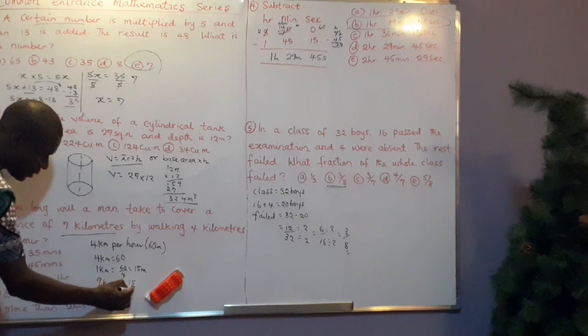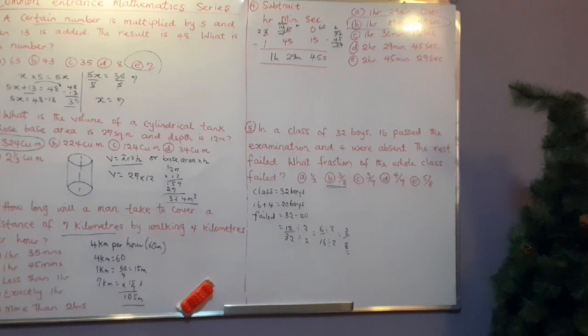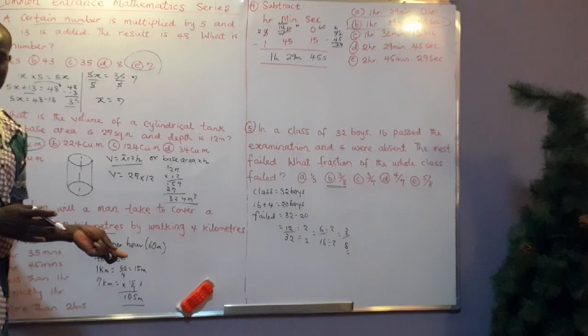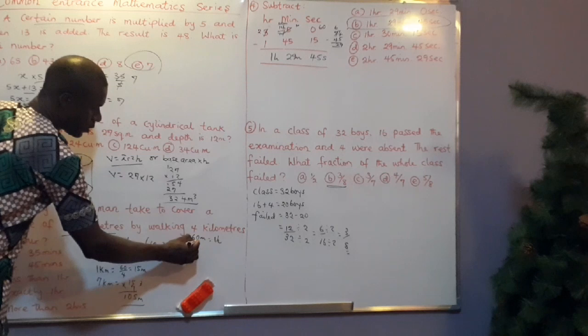7 times 5, 35. 5 carry 3. 7 times 1, 7 plus 3, 10. 105 minutes to cover 7 kilometers. Now, we have to convert 105 minutes to hours and minutes. All right? So how many hours can you remove from 105 minutes? If 60 minutes make 1 hour, 120 minutes make 2 hours, right?